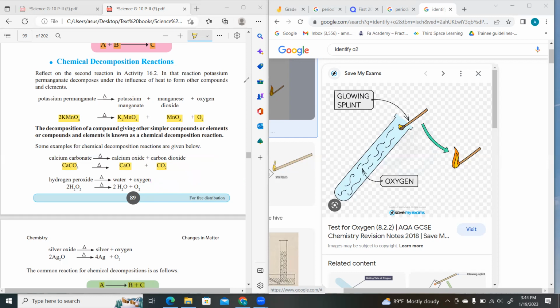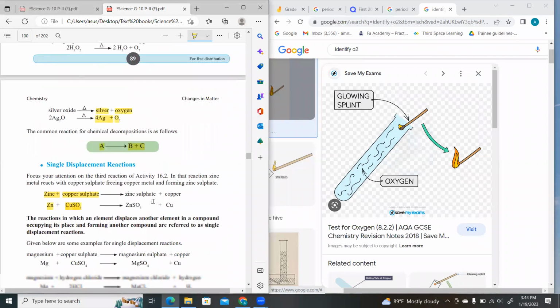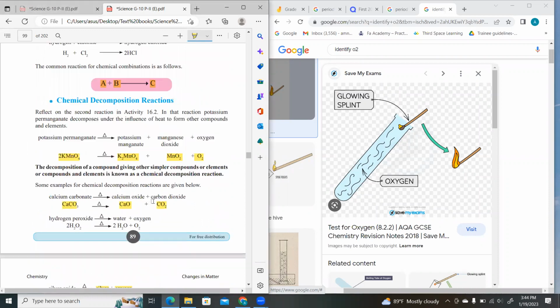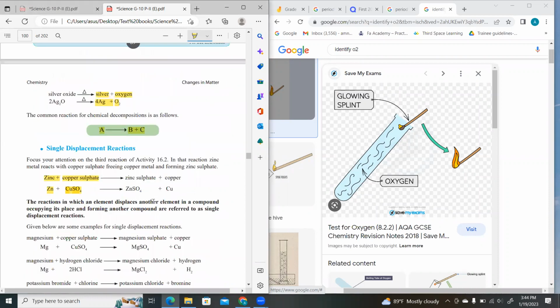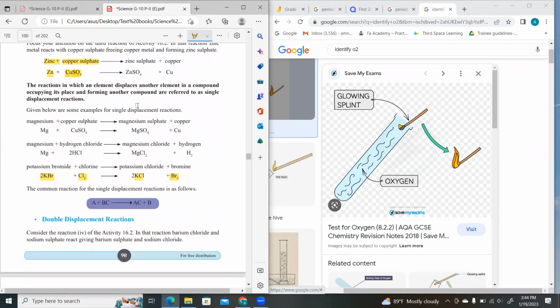Okay, so I hope you all understood that reaction also. And silver oxide. Look at silver oxide. That can be decomposed. When you heat silver oxide, it can be separated as silver and oxygen. So those are the reactions under chemical decomposition reaction. Okay. Single displacement, it's very easy for all, exchanging the partners.